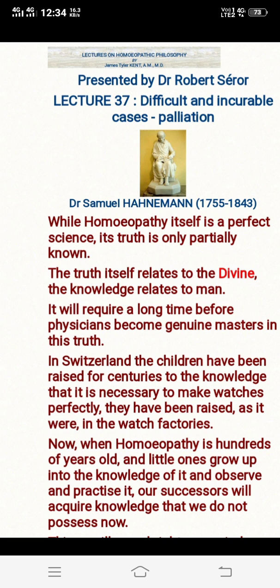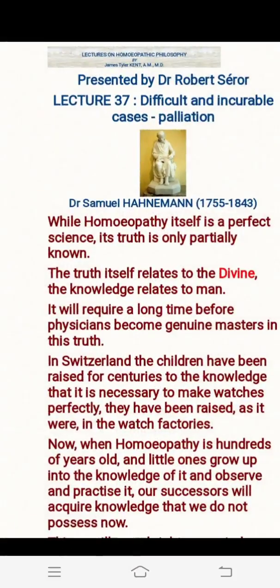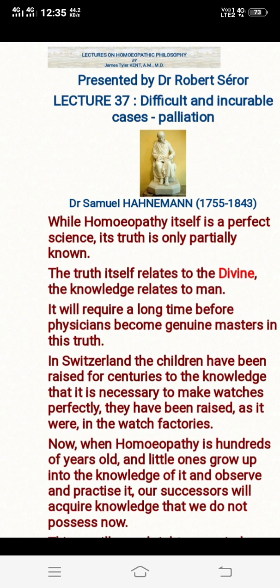So this is chapter number 37 explained by Dr. Kent in Kent's philosophy. Now what is the theme of this? That is, what are the difficult and incurable cases. It is explained with references to aphorisms 74, 75, 172, 173 and 186. In this, the difficult and incurable cases, the first one is the one-sided diseases. So what are one-sided diseases? It is explained in 172 and 173.